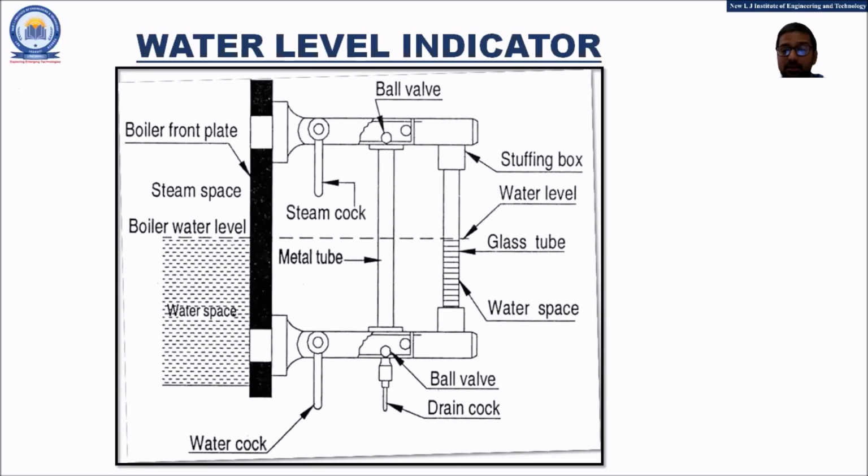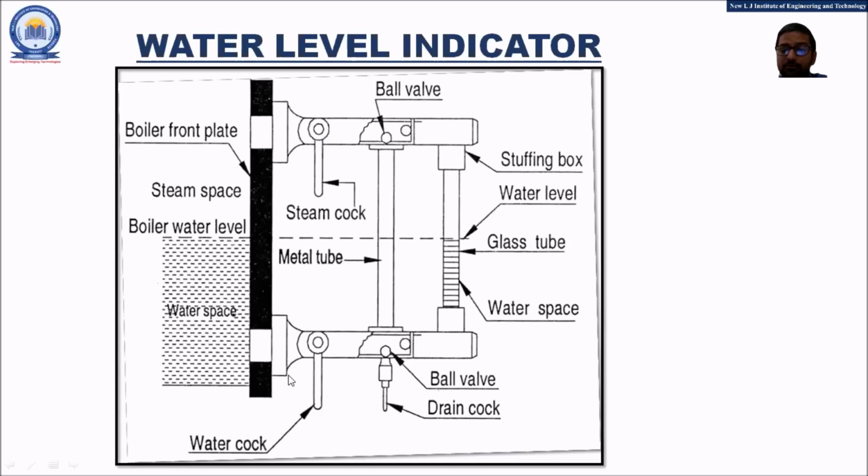In this construction, one pipe, one tube, is connected with the water space. On the top side, another tube is connected with the steam space. The water tube will have the water cock, the steam tube will have the steam cock, and supporting these two tubes we have the glass tube. The glass tube will be surrounded by the stuffing box.